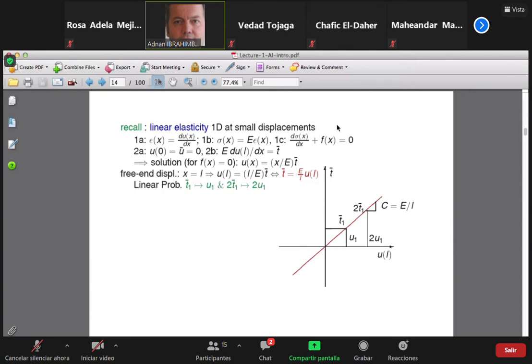Now, if I put this f of x equal to 0, which is the case here, I can very easily solve this problem and obtain that u of x is equal to x divided by E times T bar.